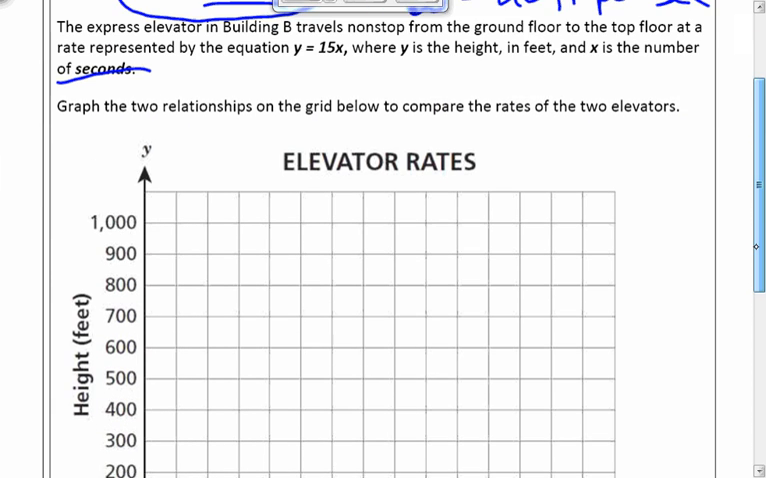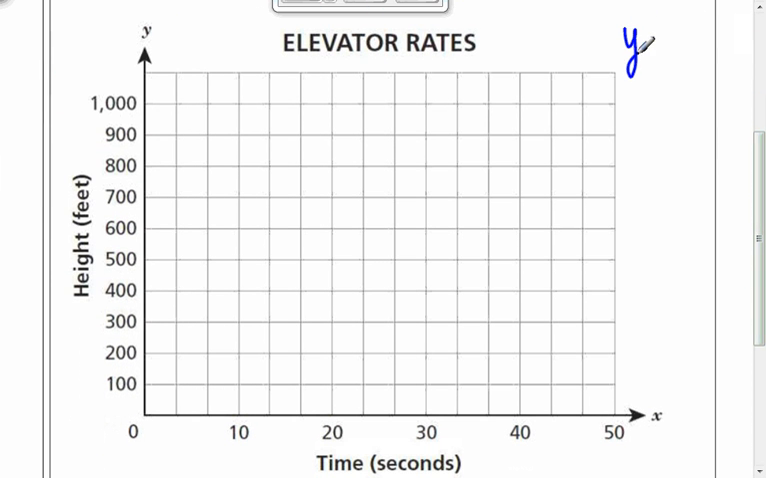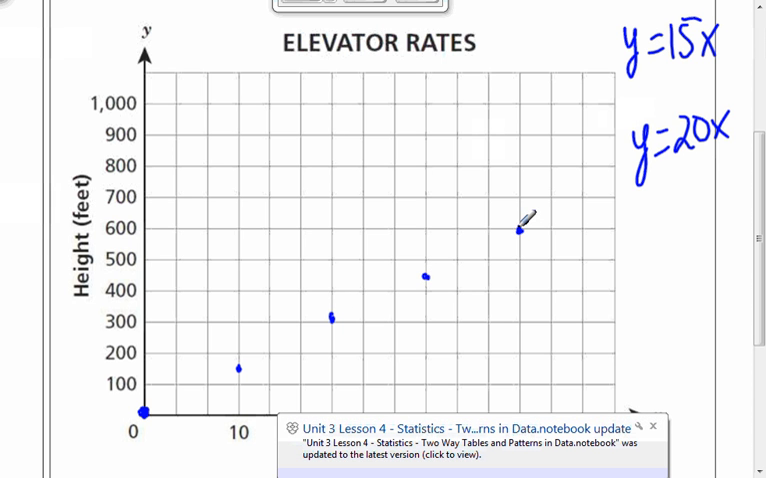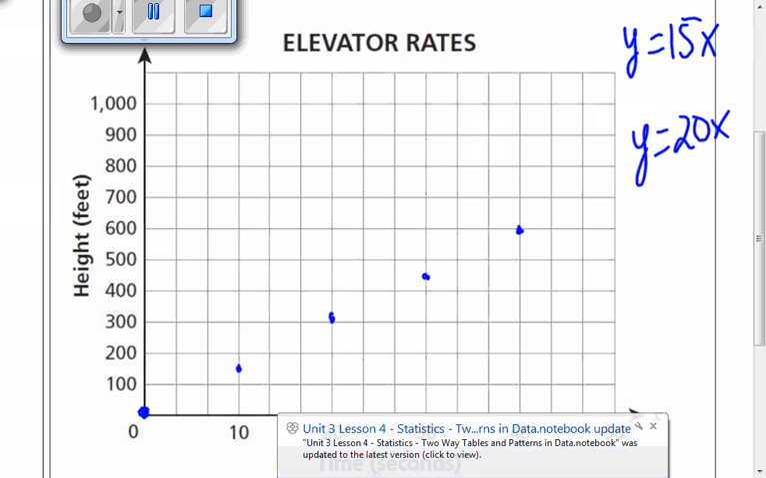So now I need to graph the two relationships. So one of them is y equals 15x, and one of them is y equals 20x. So they both start at 0, 0. And the first one, y equals 15x, let's see, at 10, it'll be at 150. At 20, it'll be at 300. At 30, it'll be at 450. At 40, it'll be at 600. And then you can just draw your line from there.